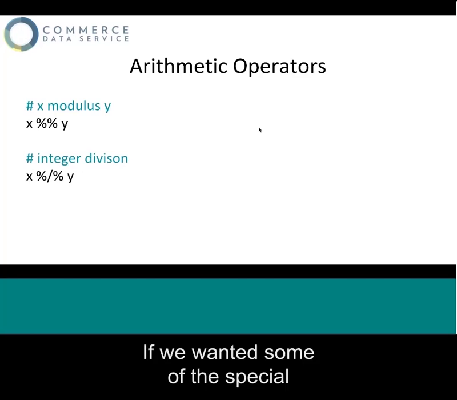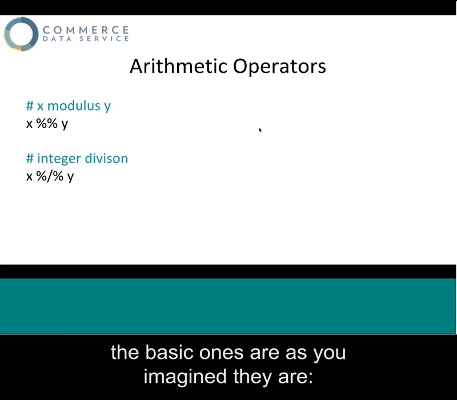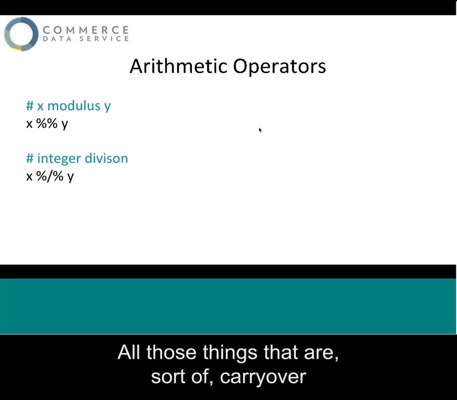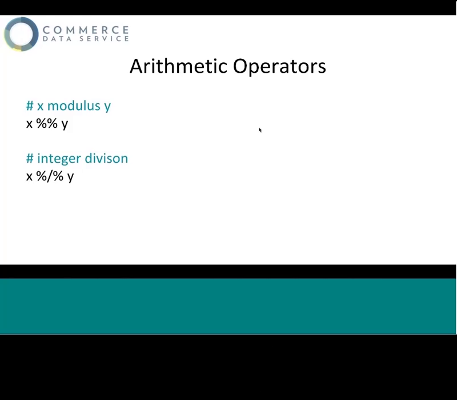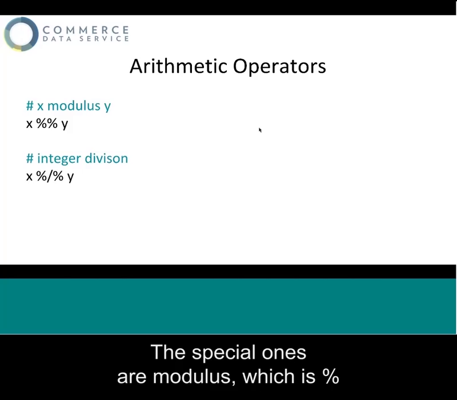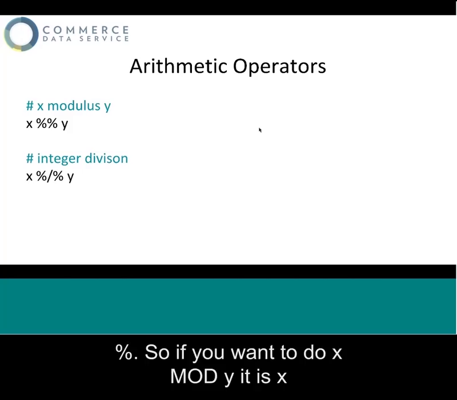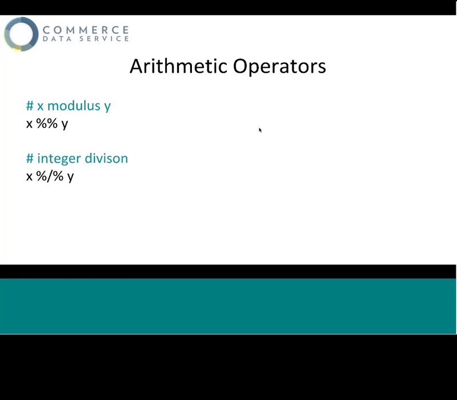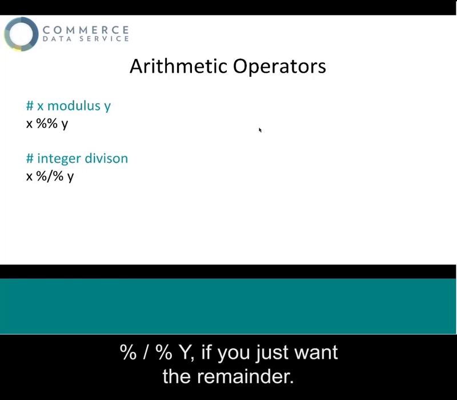If we wanted some of the special arithmetic operators, the basic ones are as you imagine: plus, minus, multiply, exponential. All those carry over from other statistical languages. The special ones are modulus, which is %%. So if you want to do x mod y, it is x %% y. And if you want integer division, it is x %/% y, if you just want the whole-number part without the remainder.